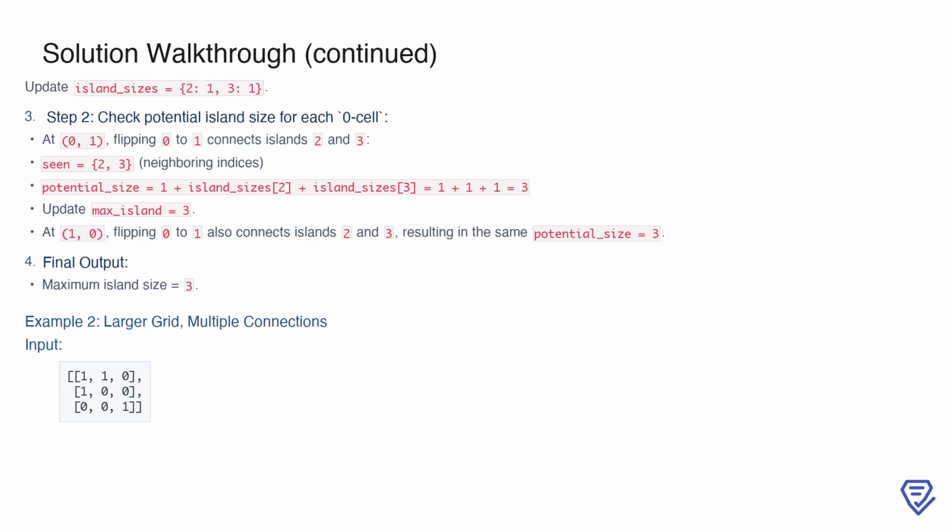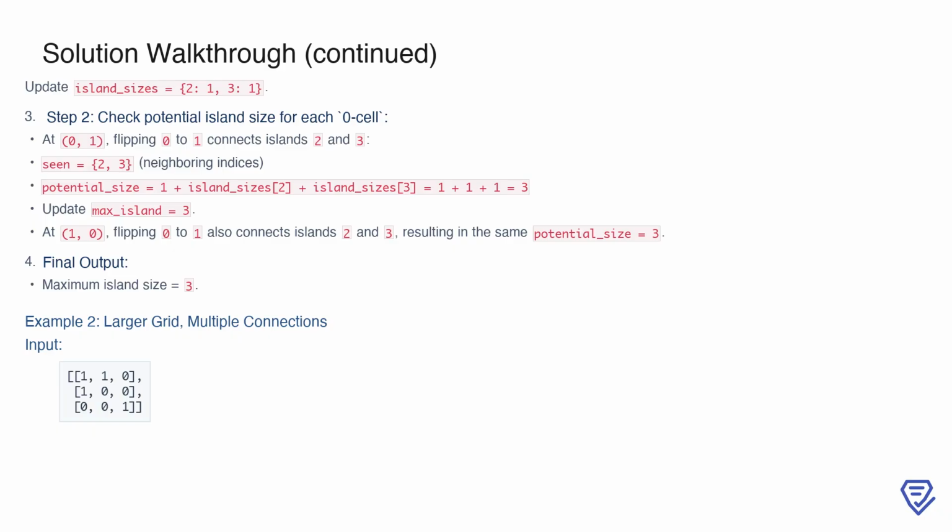Now that all islands have been identified, we move on to calculating the potential island sizes for each 0 cell. At 0, 1, flipping the 0 to 1 would connect the 2 distinct islands with indices 2 and 3. The neighboring indices are stored in a set called seen, which here contains 2, 3. Using the sizes from island_sizes, we calculate the potential size as 1 plus island_sizes[2] plus island_sizes[3] equals 3. This becomes our current maximum island size, max_island equals 3.